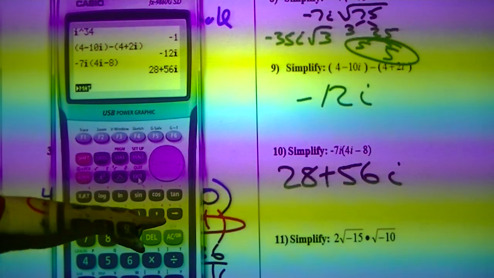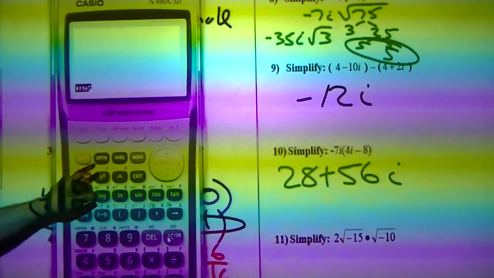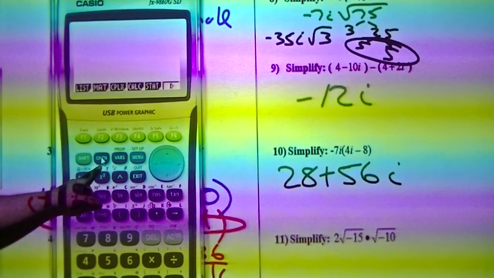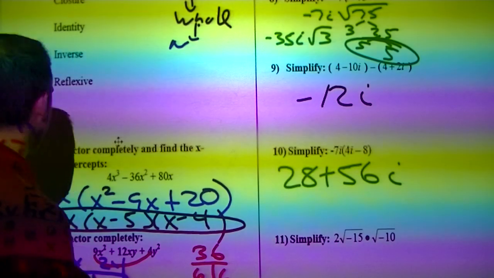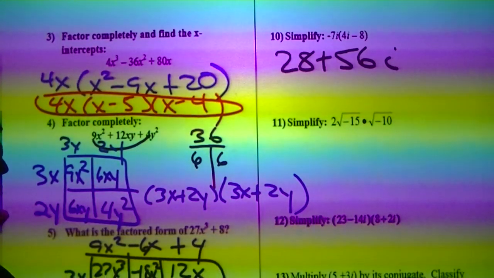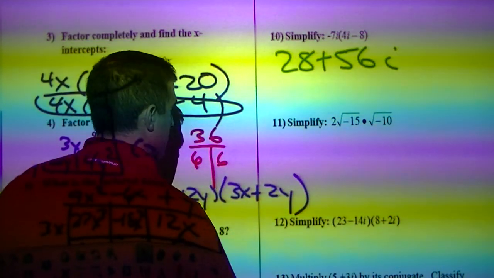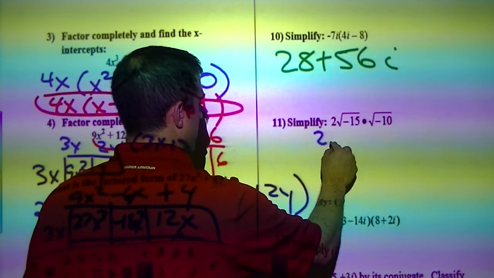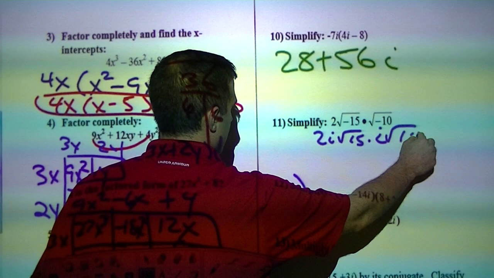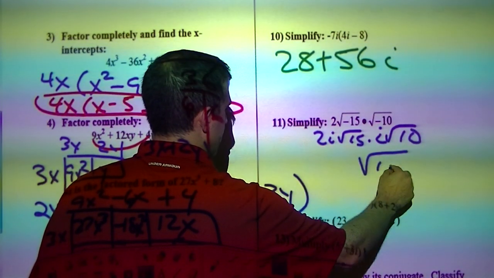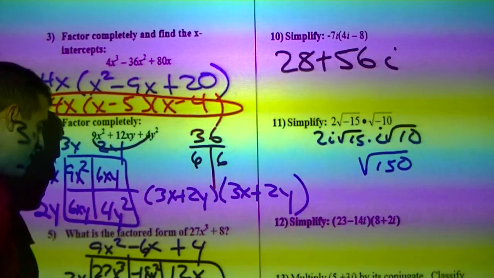If I'm back at this blank screen here, all right, I go to option, okay, option, complex. That gets me to that screen. Okay, number 11, what I want to do there is turn this into 2i square root of 15 times i square root of 10, okay? So I'm going to have 150 on the inside. Now, go ahead and multiply those.